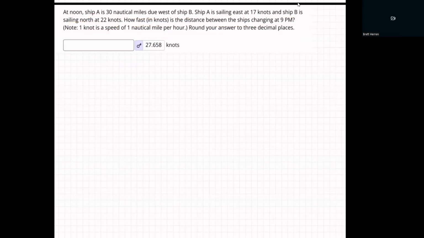Okay, let's take a look here. So, ship A is west of ship B. Ship A is going east. Ship B is going north. Okay, so let's get this right. So here's ship A, and here's ship B. Right? A is to the west, and so connect these guys, straight line, and where's ship B going?